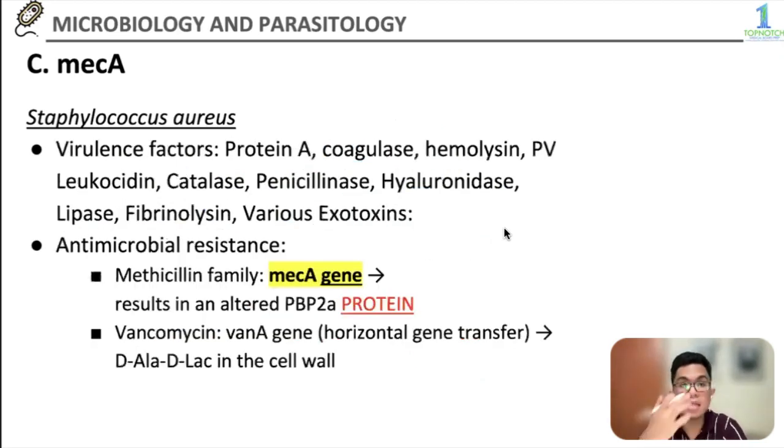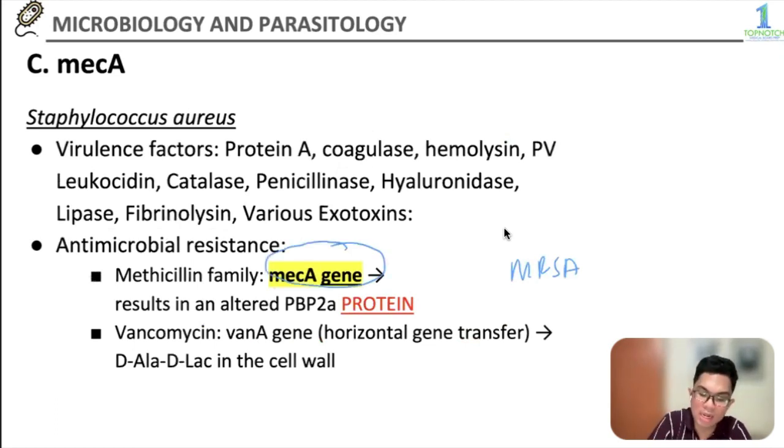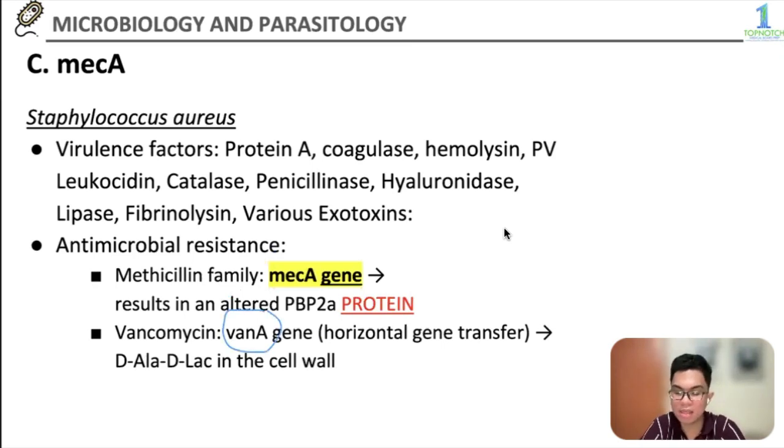Okay? So there are various virulence factors, but we'll concentrate on antimicrobial resistance. So MRSA, or methicillin-resistant Staph aureus, is because of a mecA gene, resulting in an altered PBP2a protein. So iba yung gene sa protein. So yung PBP2a has reduced binding affinity sa methicillin and its family. Kaya siya resistant. There's also vancomycin-resistant Staph, and this usually obtains the vanA gene through horizontal gene transfer from enterococci. And ito naman yung mechanism of resistance niya.